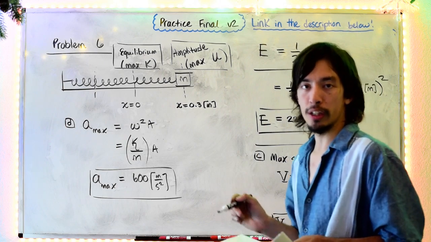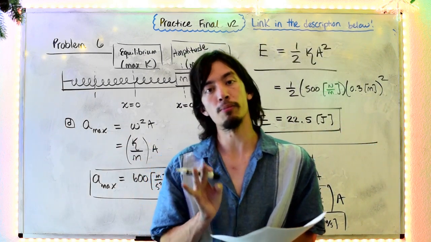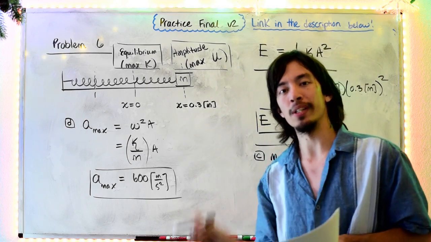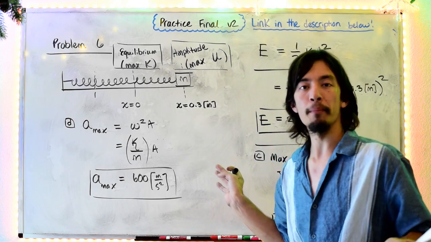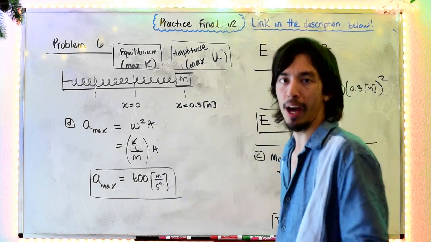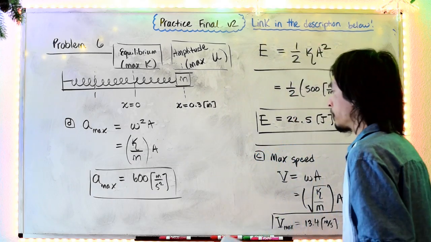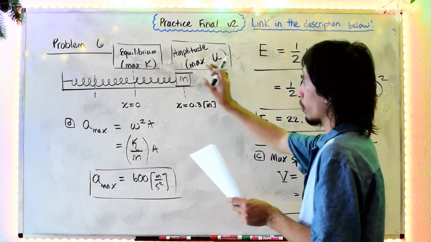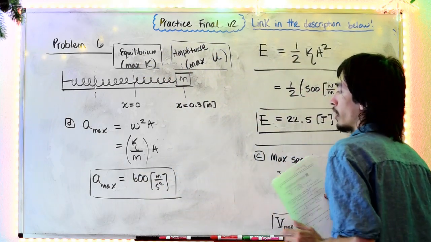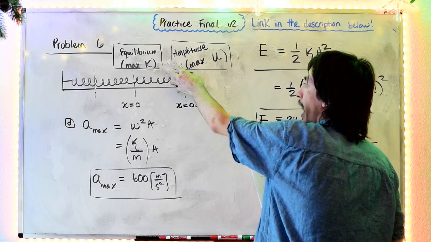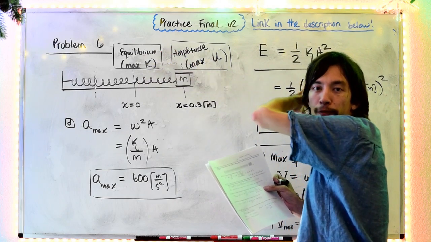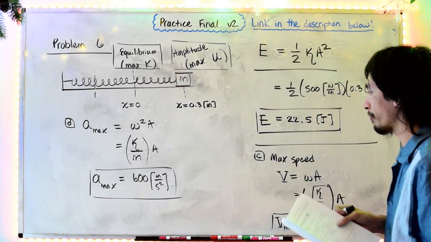And this acceleration does not correspond to where it's moving the fastest. It corresponds to the amplitude of the motion where it's actually sitting still. So just because it's not moving, it doesn't mean it doesn't have acceleration. It has to have acceleration. In order to get it to go from rest to a velocity, it needs to accelerate. So the acceleration is actually maximum at the amplitude where you are stretching the spring the furthest from the equilibrium.